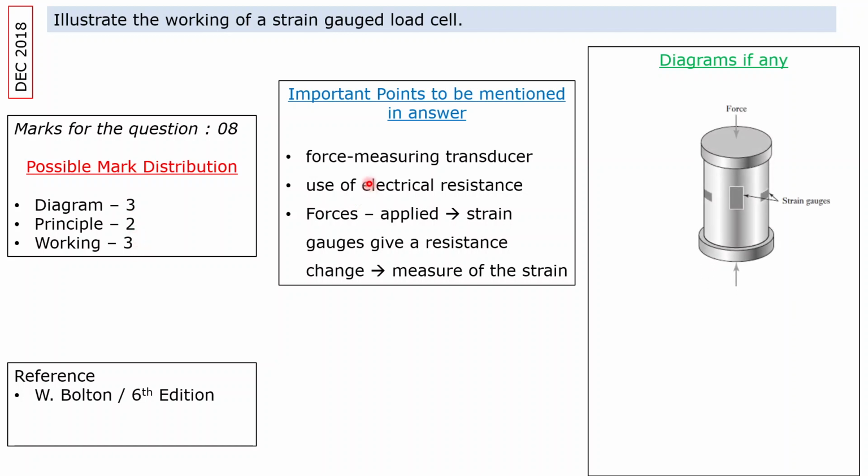You can see here, the strain gauge is a force measuring transducer, and the working principle is that it uses electrical resistance. When a force is applied, due to this force the resistance of the element changes, and this measures the strain. You can additionally mention the use of a Wheatstone bridge to measure the strain, and this is the diagram which we can mention here. Additionally, if you mention the diagram of a Wheatstone bridge, it will be an added advantage while answering this question.